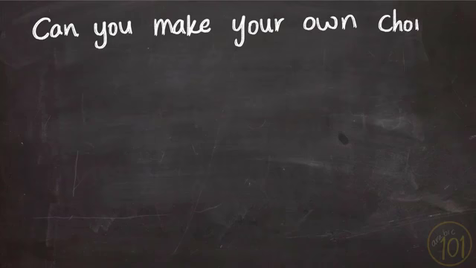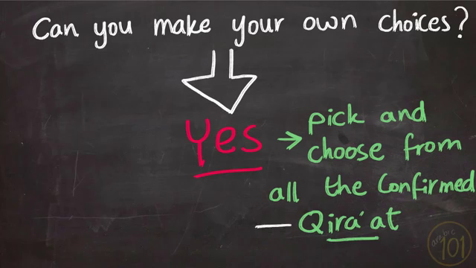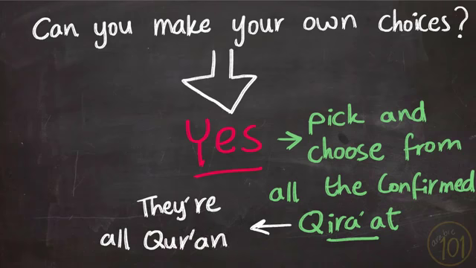So now you might be thinking, well, these people have made choices based on the 7 Ahruf. Can't I just have my own choices in reciting the Quran? And the answer is yes. You can actually pick and choose what you want from the variations of the Quran, because it is all Quran and it is all confirmed and can be traced back to the Prophet, peace be upon him.